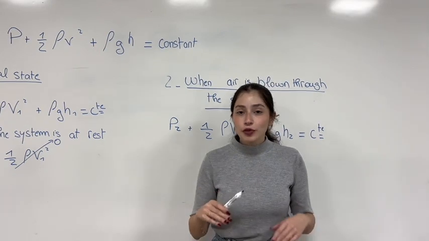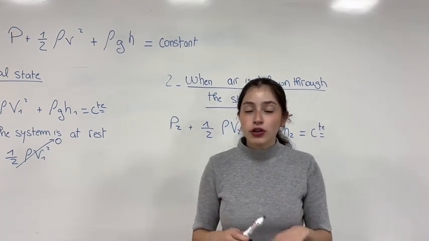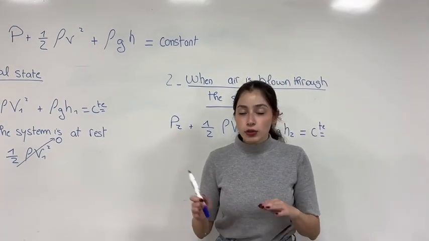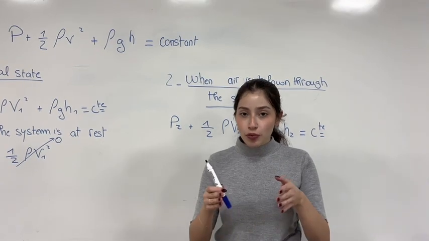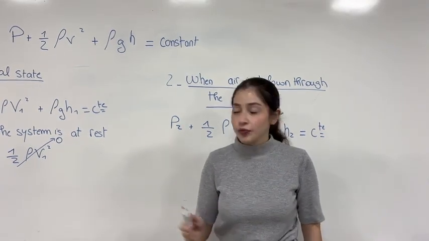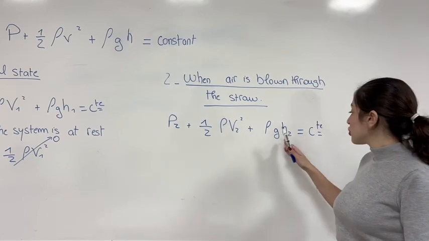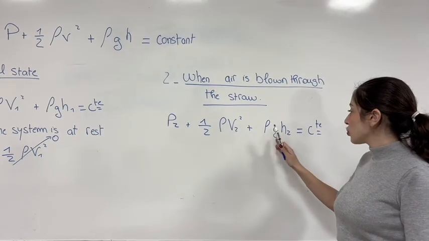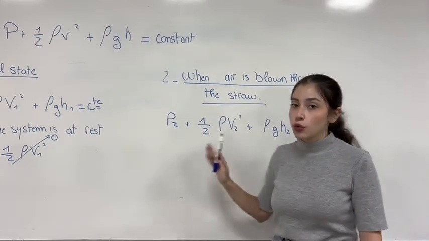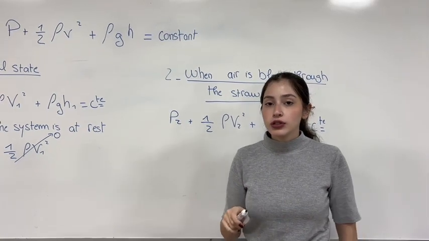The decrease in pressure above the water surface of the straw allows the atmospheric pressure to lift the water up the straw and create a mist. So, the potential energy term, which is rho GH2, represents the work done by the pressure difference in lifting the water.